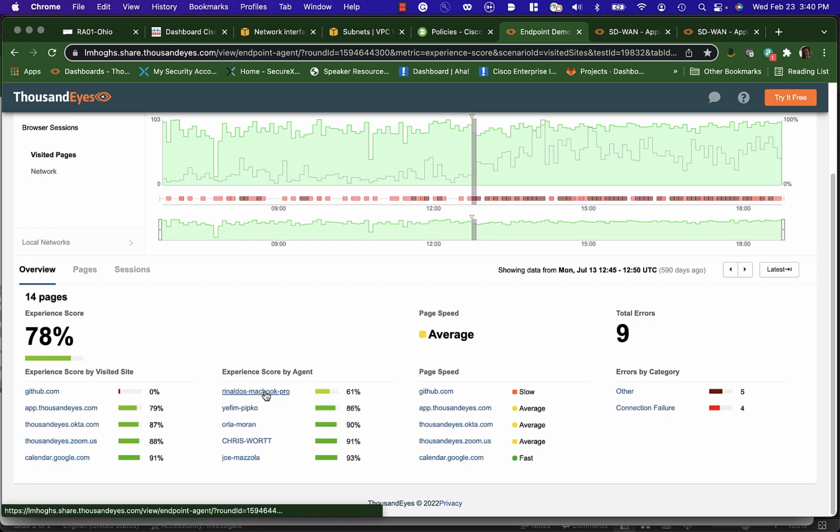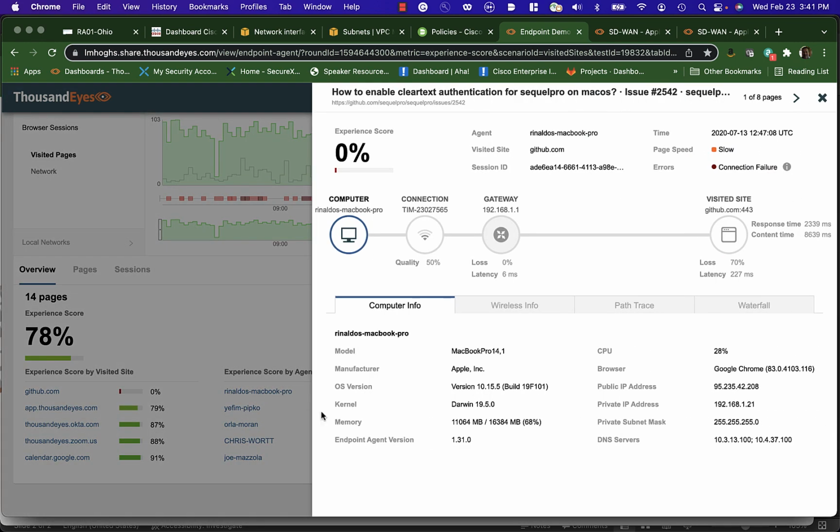So if I want to take a quick look at what's happening with Ronaldo going to that GitHub location, I can click in the experience score agent and I can see a quick visualization, a high-level overview of what's happening with this particular flow of data. I can see the computer, Ronaldo's MacBook Pro, and he's connecting to a Wi-Fi. And you notice the quality is at 50%. That connection could potentially be the problem. But if you look at the gateway he's going to, we have a loss of 0%. So that kind of lets us eliminate right away that it's a Wi-Fi problem. I'm not losing anything. My latency is 6 milliseconds, so that doesn't seem to be the problem.